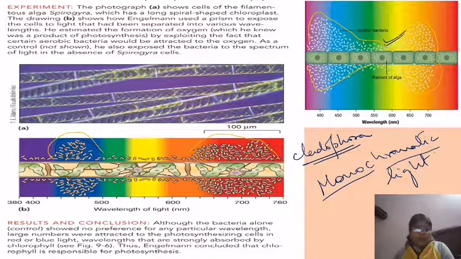So this is basically showing you that the action spectrum, the rate of photosynthesis, is dependent on what? On your absorption spectrum, the amount of light they absorb. Okay, so it is dependent on that.